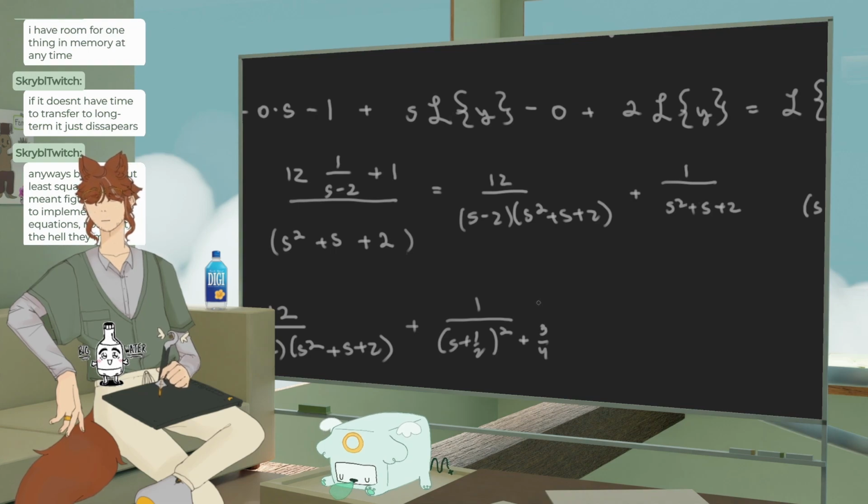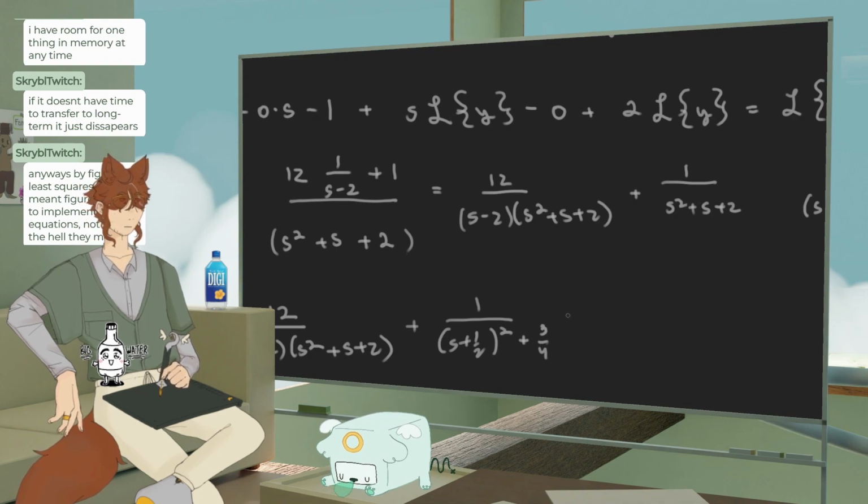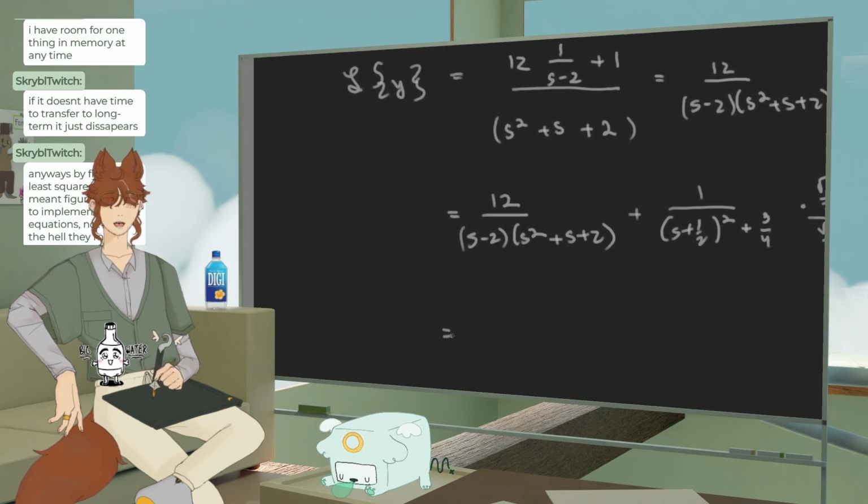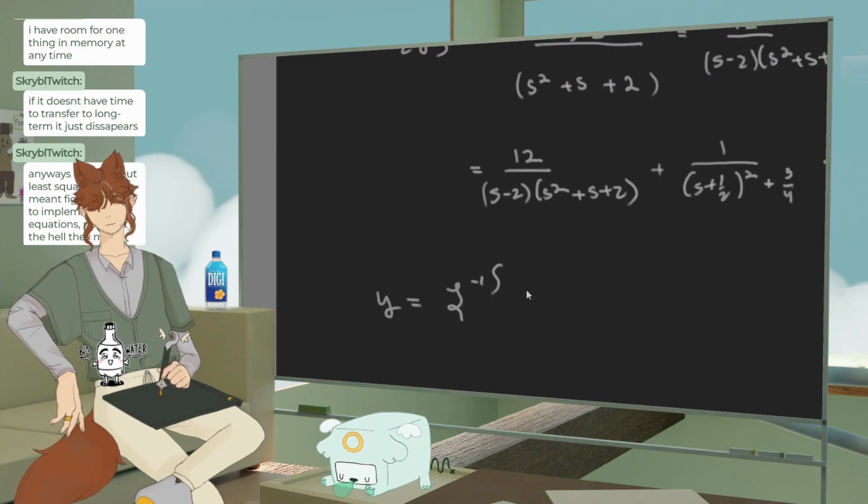Okay, sorry. I need to think about this. So this is square root of 3 over 2 for our cosine stuff. Let me just quickly multiply by square root of 3 over 2. Yep, that's what that is. Okay, so what does this equal? This equals, so y equals the Laplace inverse of all this stuff, which I guess I should probably do.